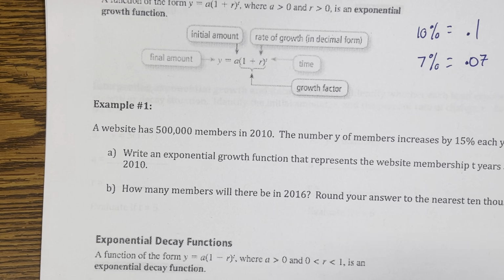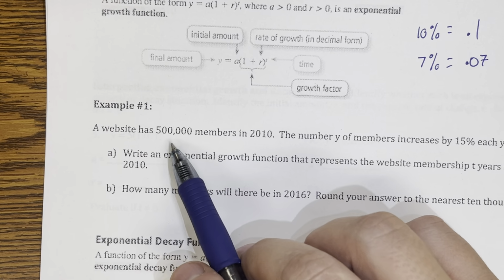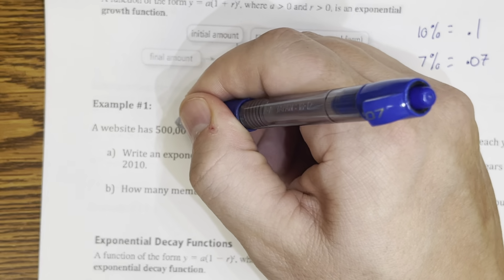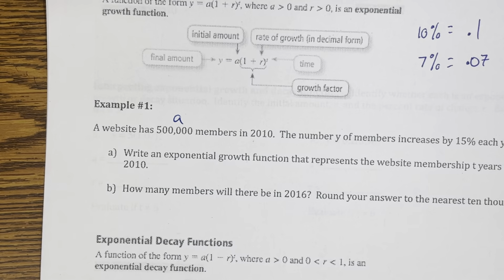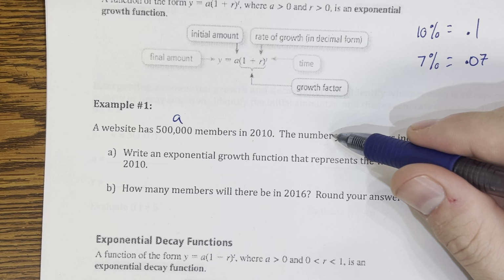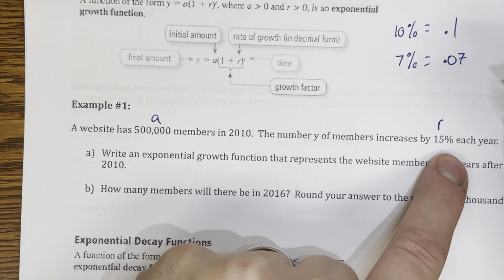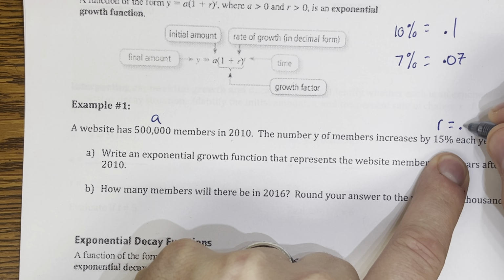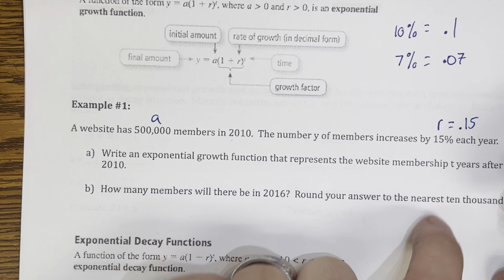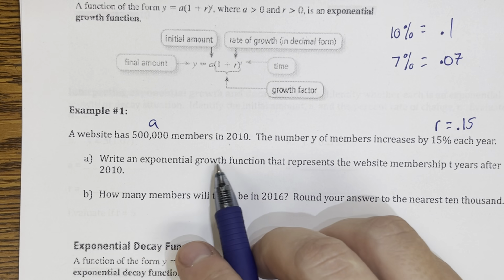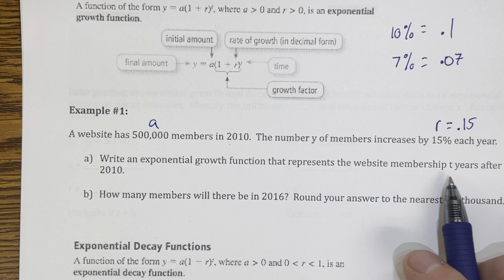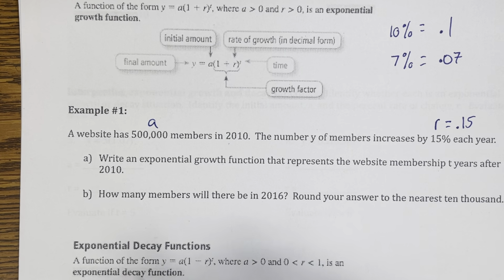So it says a website has 500,000 members in 2010. So this is the initial amount. That is a. That's what we're starting with. The number y of members increases by 15%. That's r. We need to change that to a decimal. So r is equal to 0.15. Move it 2 to the left. It says write an exponential growth function that represents the website membership t years after 2010.